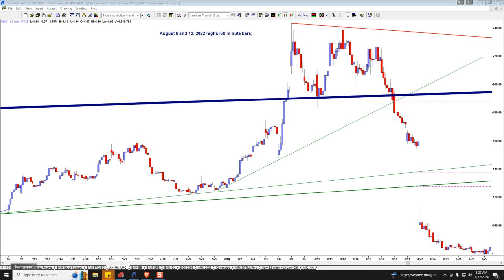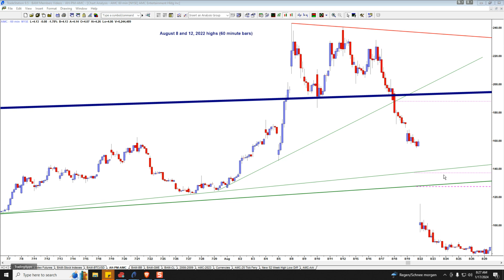So I'm going to review the 60-minute price bar chart and the 5-minute price bar chart. I'm going to focus on the downtrend lines that either have been broken by a price move, either sideways or up, or are close to being broken through.